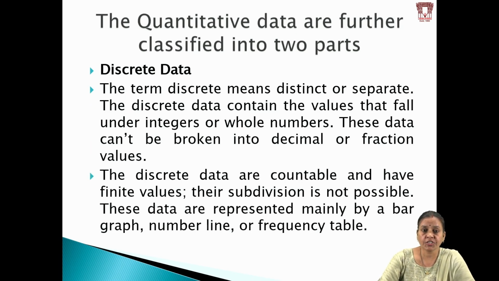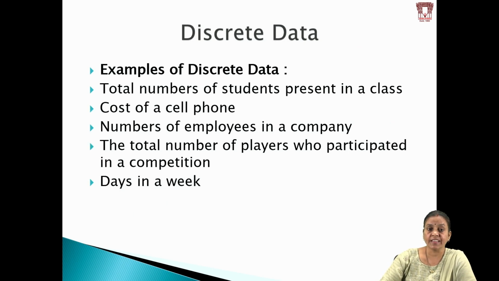Now, quantitative data is classified into discrete data and continuous data. Let us go with discrete data. Discrete data is distinct or separate, and it contains values that fall under integers or whole numbers. These discrete data cannot be broken down. What are the examples we can see in discrete data? The total number of students present in the class, the cost of a cell phone, the number of employees in a company, the total number of players who participate in the competition, or the days in a week.